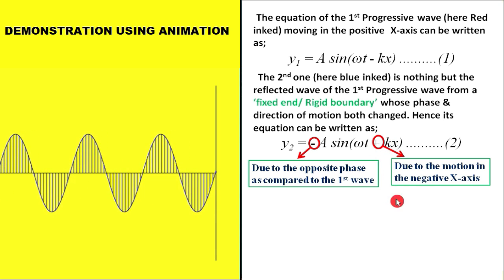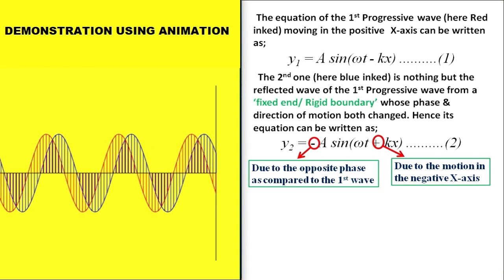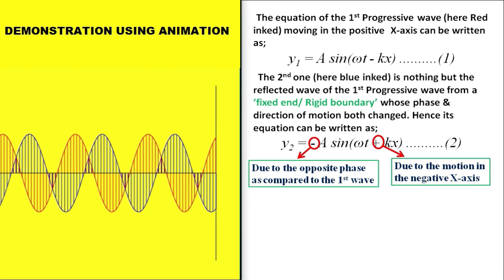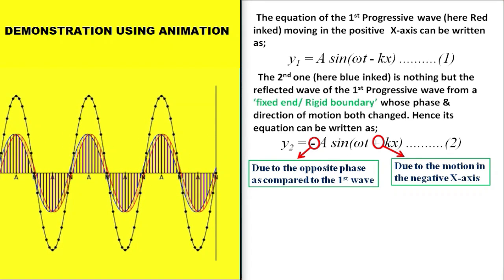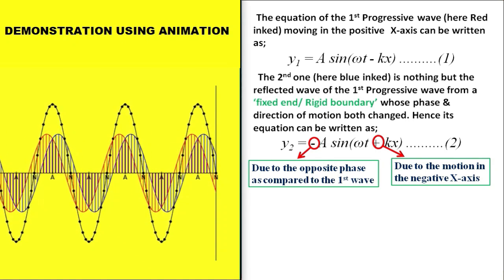Okay. Now what is happening? If both the waves are propagating simultaneously, and obviously they are, at that time this black wave comes into action. That is nothing but due to the superposition of the two waves.